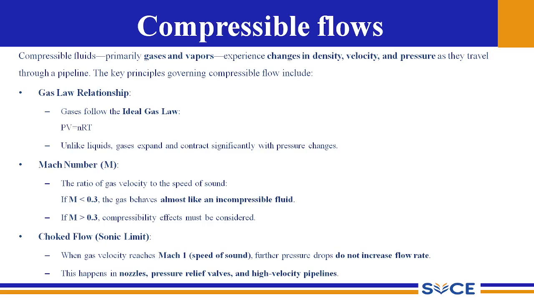The pipeline designer should ensure that the choked flow condition is not reached while designing the pipelines. Choked flow can happen in nozzles, pressure relief valves, and high velocity pipelines, when the fluid is released at a very high velocity. So we need to consider the maximum mass flow rate that can be accommodated in a pipeline, and depending on that we need to do the line sizing.